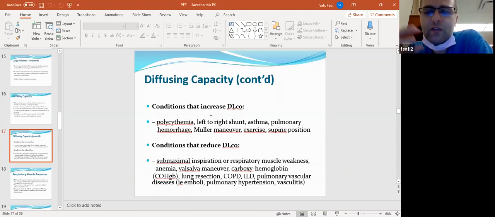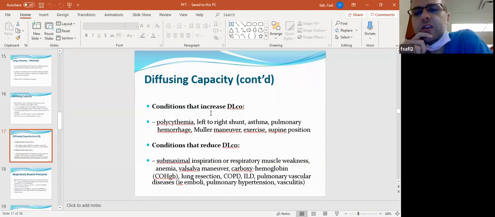Muller maneuver is the opposite of the Valsalva maneuver. So instead of expiring against a closed vocal cord, you try to inspire against a closed vocal cord. That increases the blood in your lungs and will lead to increased DLCO. Exercise, because there will be hyperdynamic circulation, and supine position. Supine position actually causes the blood to increase in the lower and the upper part of the lungs and cause it to extract more carbon monoxide. These are the factors, remember them, that will increase a DLCO.